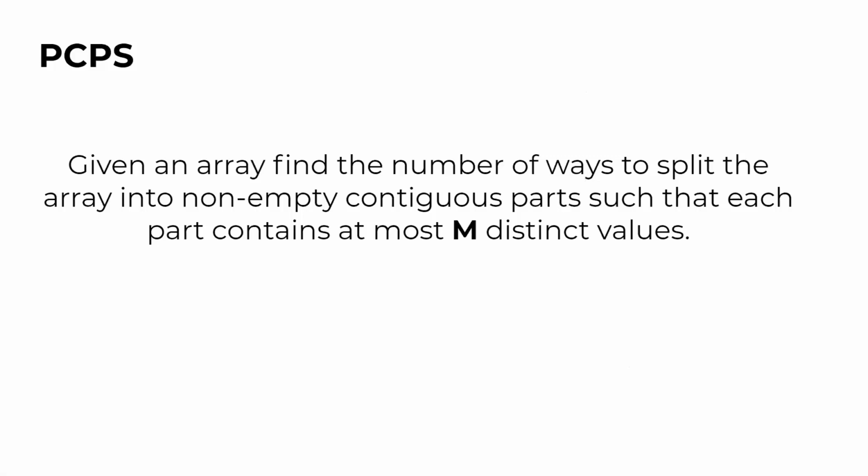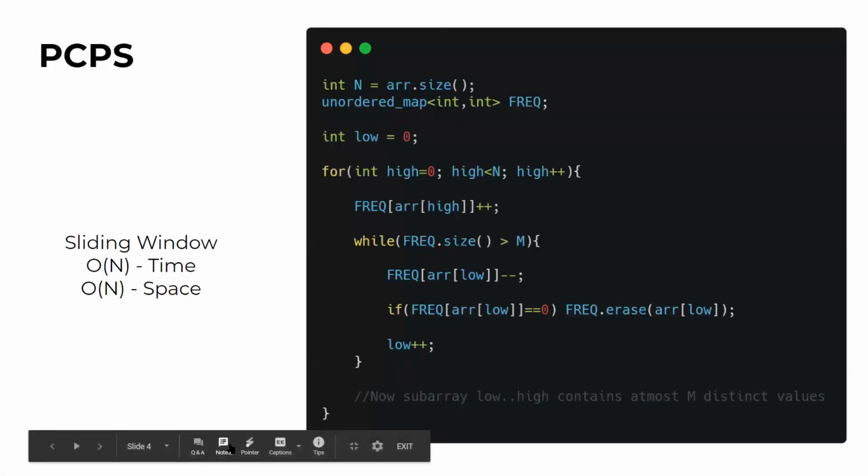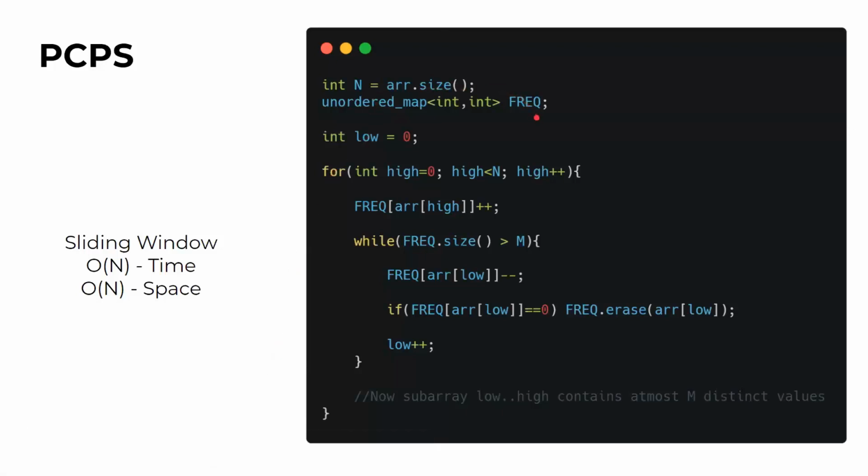Now, in this question, first we have to figure out how we can find a contiguous subarray that contains at most m distinct values. We can do that using a technique called sliding window. So let's see how it works. Suppose n is the size of the array and we maintain a frequency map. This map tells us that a particular element has appeared this many number of times.